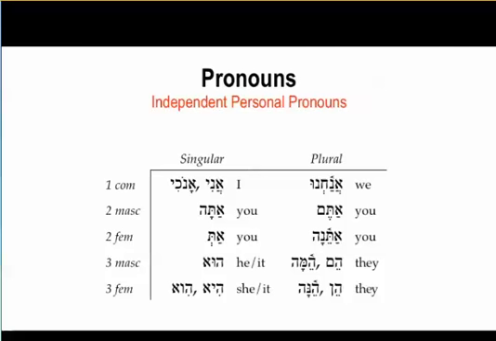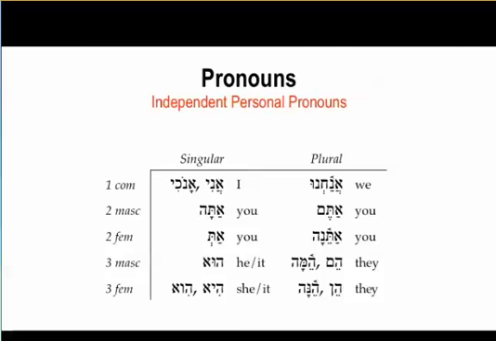We want to read these together as we go down the chart. We'll begin with the singular pronouns. For the first common singular, there are two different independent personal pronouns, ani and anoki. Ani, anoki. Both of these pronouns are translated as I. The spelling of each does not change the definition or the translation of the word. It's two different spelling options, ani or anoki.